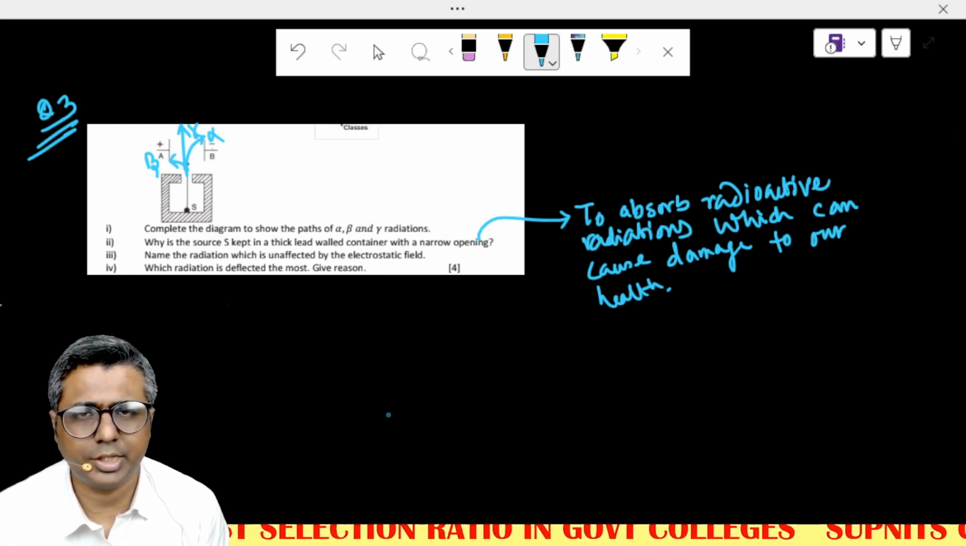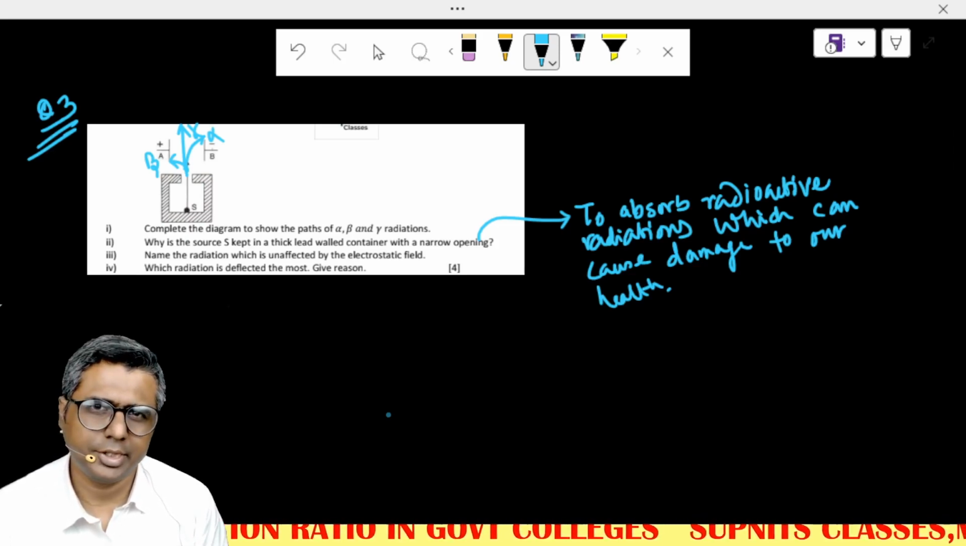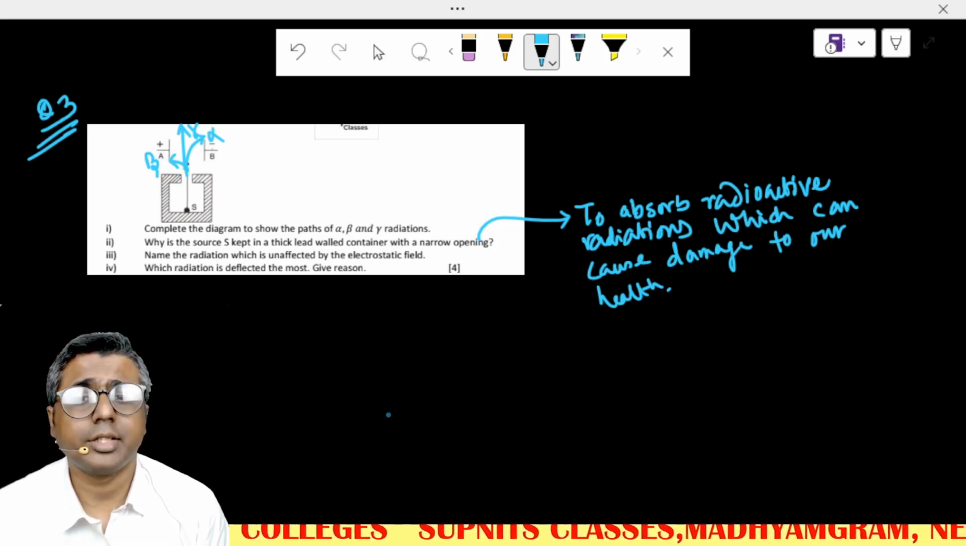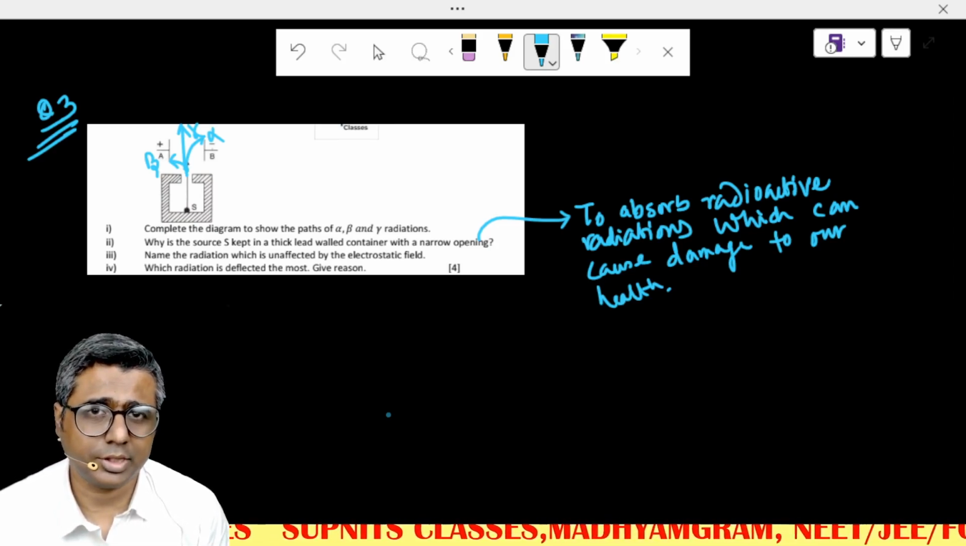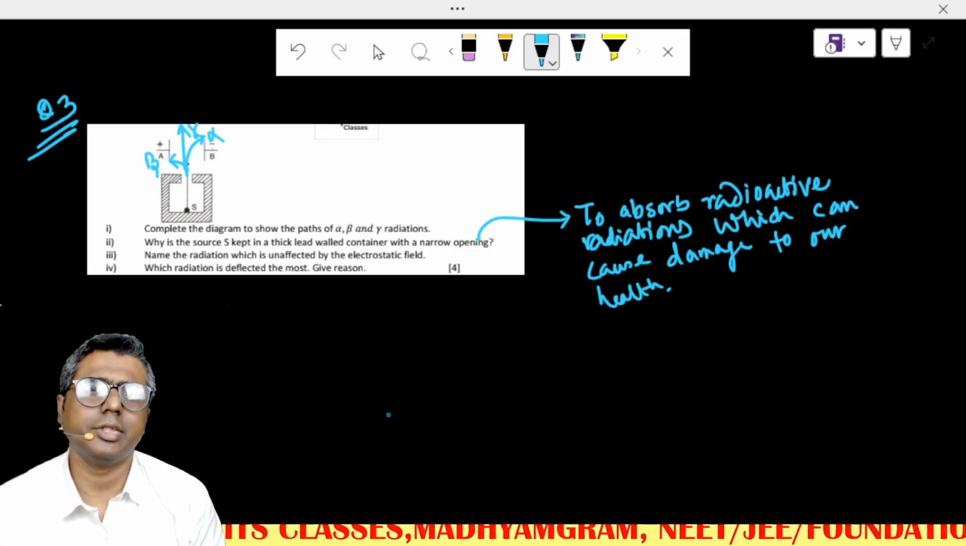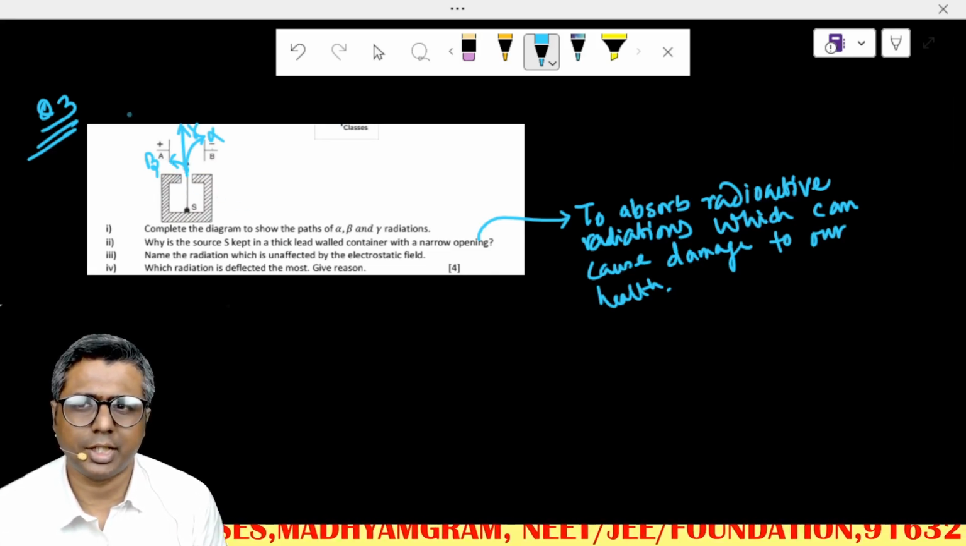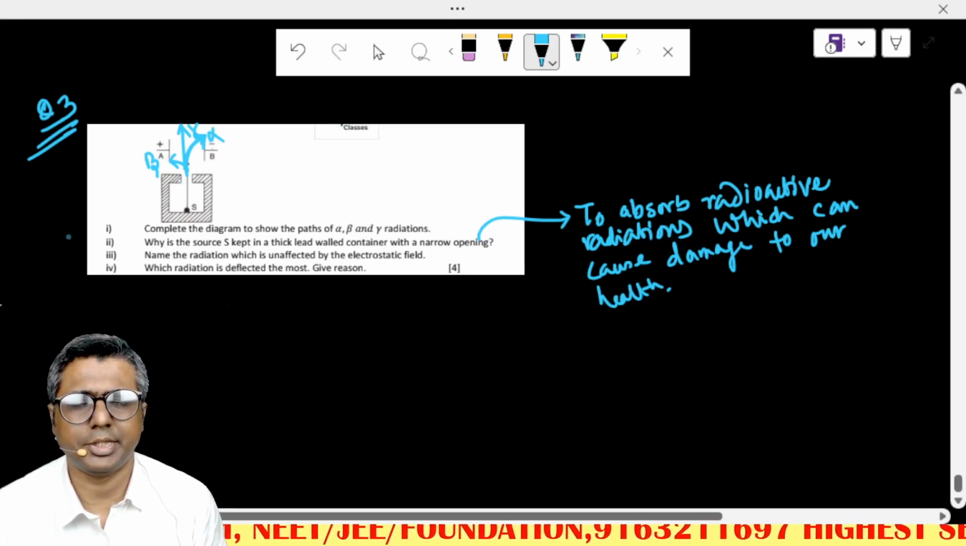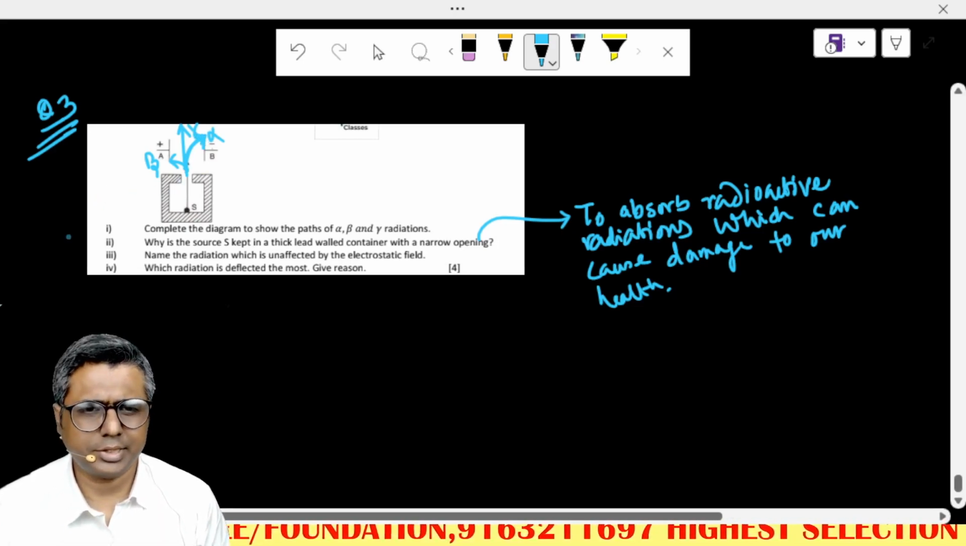Beta radiations. Why is it deflected the most? Because it is light, it can be easily deflected, whereas the alpha radiations, being heavier, are not easily deflected. It is deflected, but if you see this graph, alpha radiations are deflected much later than beta radiation, right? So that's it, question number 3.